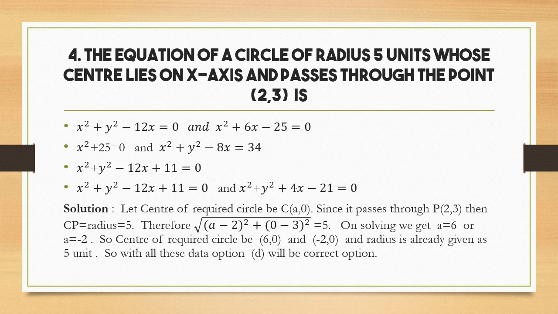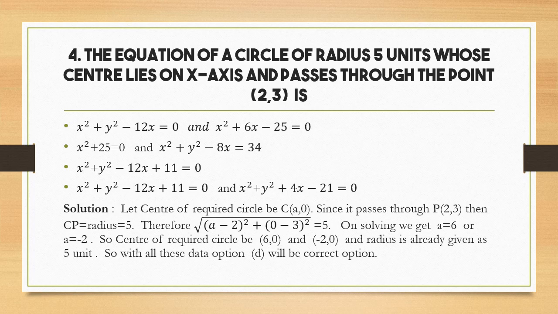So when you solve this equation after squaring both sides, you will get two values of a, which is a equals 6 or a equals minus 2. Therefore, the centers of the required circle are (6, 0) and (minus 2, 0), and the radius is already given, which is 5 units. So with all these, you substitute these into the standard equation of a circle, that is (x minus h) the whole square plus (y minus k) the whole square equals a square.